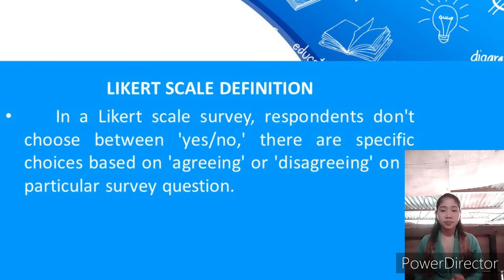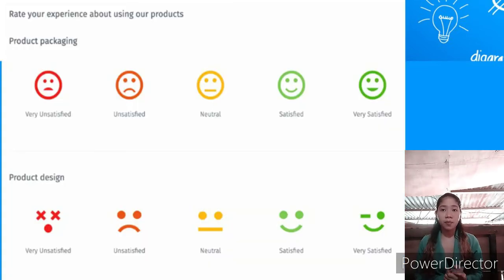For instance, the product packaging in a certain company. Are you satisfied? Are you very satisfied, very unsatisfied, unsatisfied? Then you have to choose your agreement towards the product packaging. Then the next one is the product design. If you're satisfied, then unsatisfied, and so on and so forth. So in the Likert type of scale, there are two types.